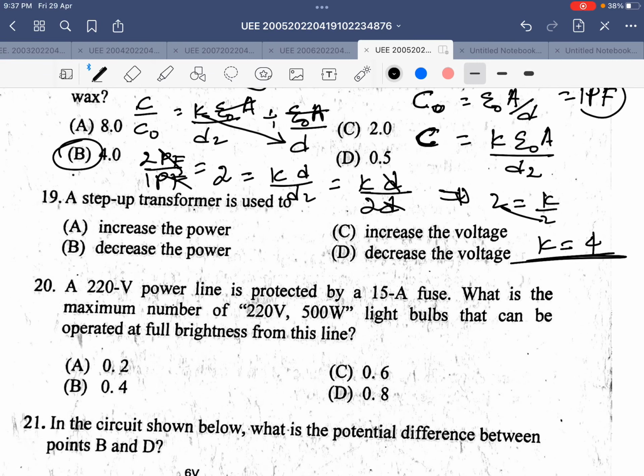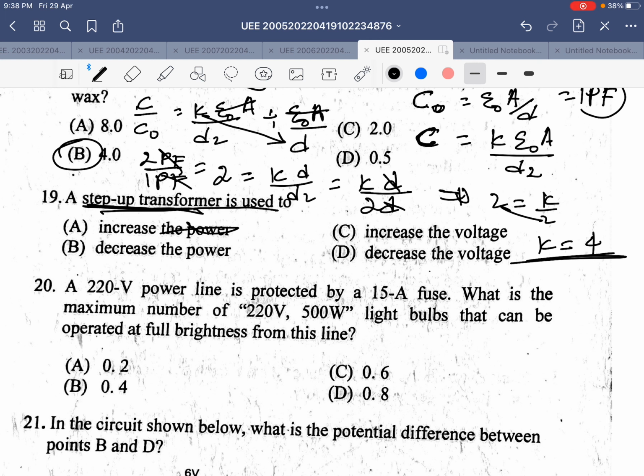Question number 19. A step up transformer is used to increase power. Step up. ይህ ትራንስፎርመር number of turns in the primary less than number of turns in the secondary ነው። voltage in the primary less than voltage in the secondary ነው። current in the primary greater than current in the secondary ነው። ነገር ግን ፓወር ኮንስታንት ነው። ኢነርጂ ስለማይባዛ ማለት ነው። Therefore a step up transformer is used to increase power.